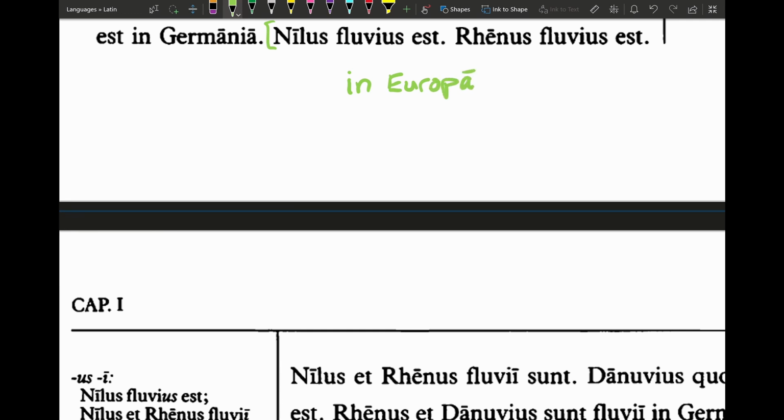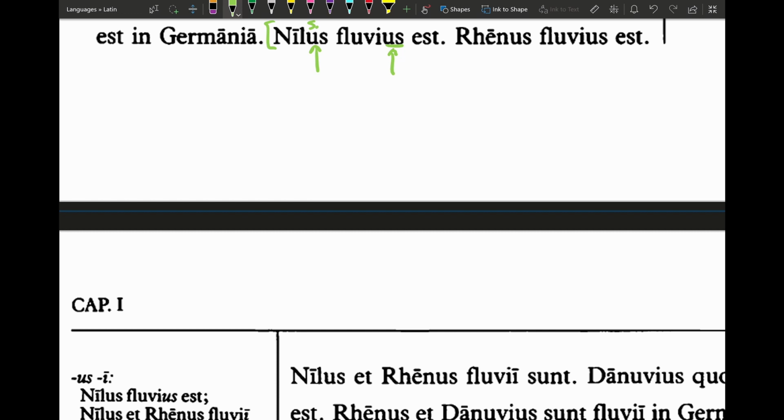Instead, we have another noun in the sentence. But notice too that these are not first declension nouns, right? Remember we talked about in the preliminary lecture that first declension feminine nouns end with an A. But notice these end with US. These belong to the second declension masculine noun. So this one is our subject.